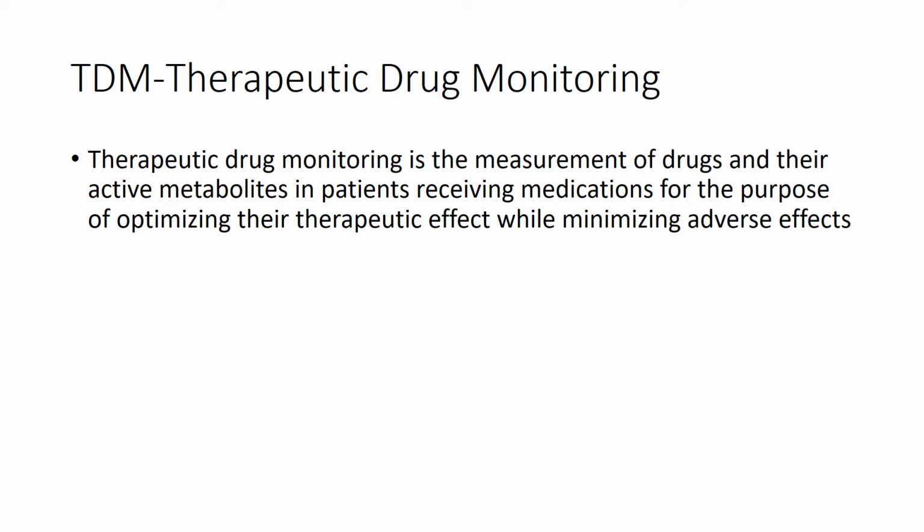So how do we define therapeutic drug monitoring? Therapeutic drug monitoring is the measurement of drugs and their active metabolites in patients receiving medication for the purpose of optimizing their therapeutic effect while minimizing adverse effect. So by therapeutic drug monitoring, we are aiming to increase the therapeutic effect and thereby reduce the adverse effect of a drug.